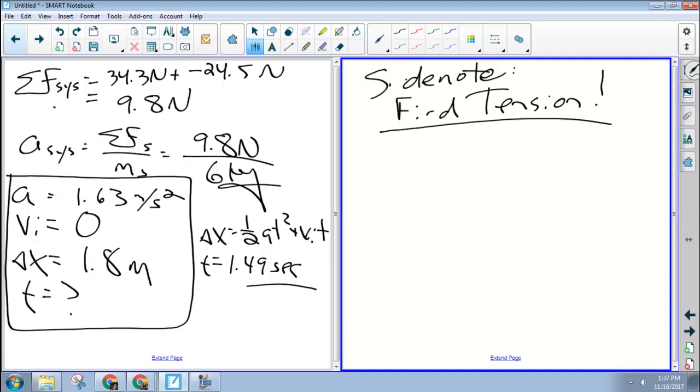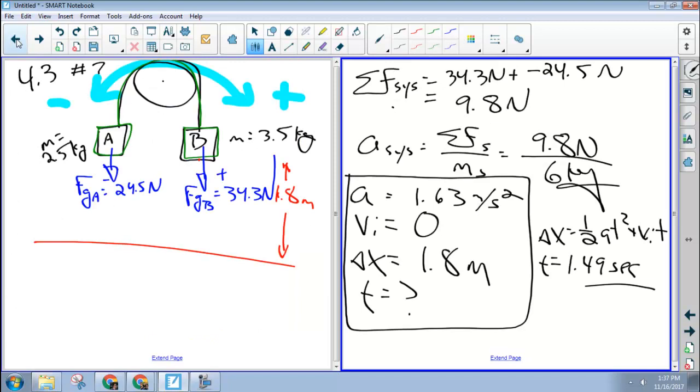Okay, so I guess probably worth discussing. How come I didn't worry about the tension here? Very good. It's an internal force, right? It's going to cancel itself out, right? Okay. So it's an internal force. We don't need to worry about it.